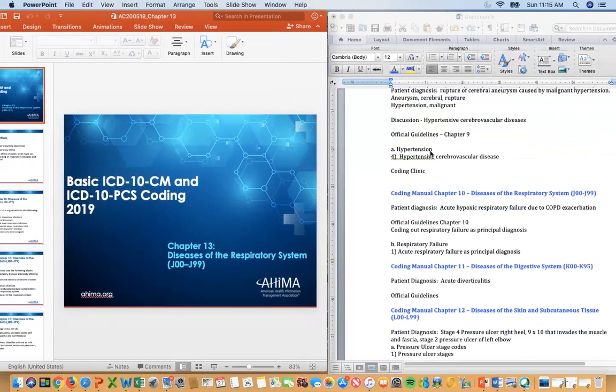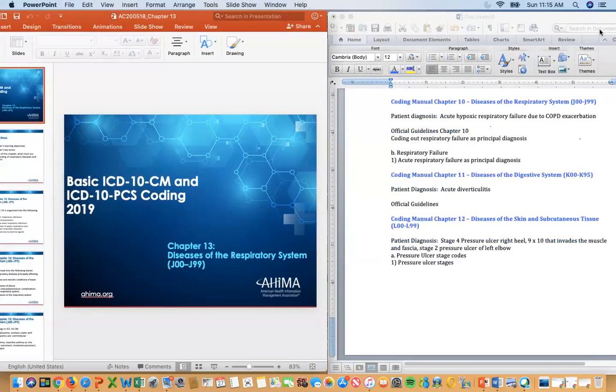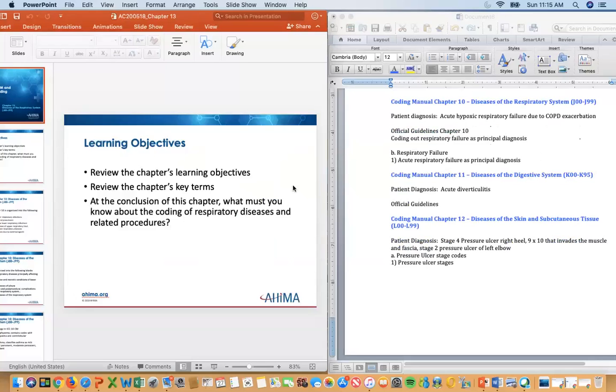Here we go. Okay, so the second one that I'm looking at, I'm in the coding manual, Chapter 10. Open that up right away. You'll see that we're looking at respiratory, and your method of madness may be different. Maybe you are going to take a look at the official guidelines, take your finger, make your way down through, and just see what is included in that chapter, and that's great. You can do it any way you like to. So the diagnosis that we're looking at is acute hypoxic respiratory failure due to a COPD exacerbation. So let me make my way down through our PowerPoints just to get us started a little bit.